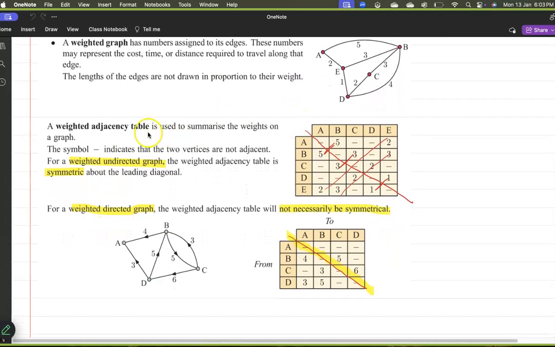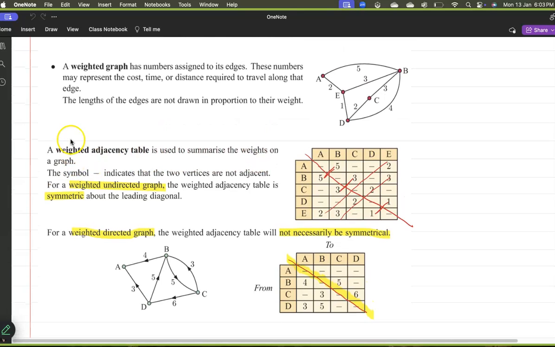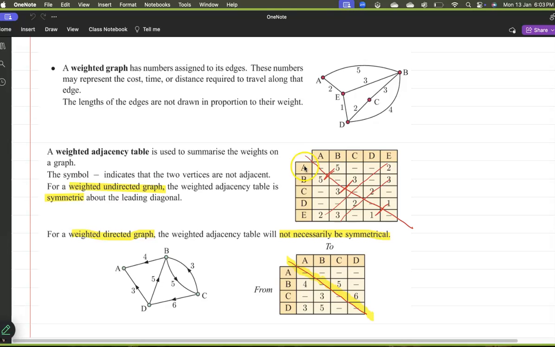An adjacency table is used to summarize the weights on the graph. If you draw A, B, C, D, E across and down, you write them down. Now, A to B is 5, A to E is 2. B to A is 5. Like that. That's called the adjacency table. It summarizes the weights, basically.